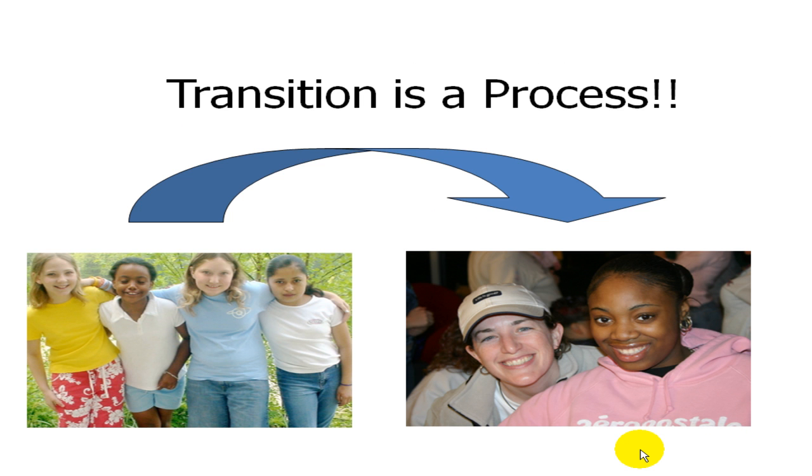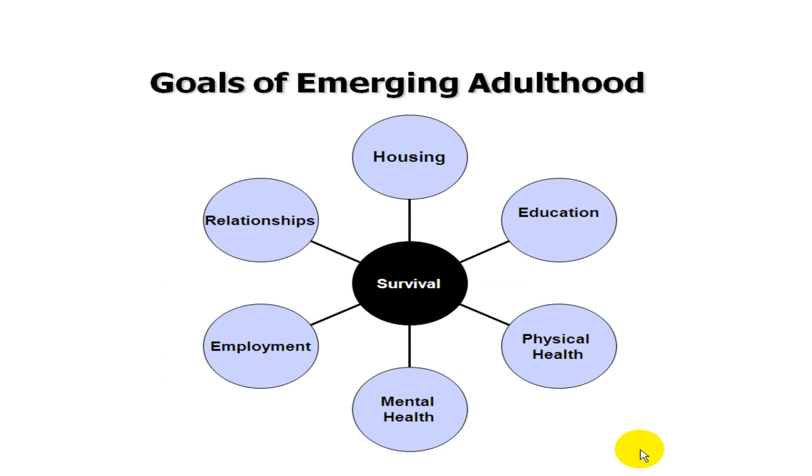So transition is a process. And how do we get our patients from this age group to this age group, one, without harming themselves, and two, really being successful? Well, I had to think about transition in terms of not just having chronic kidney disease or a chronic condition, but really the goals of an emerging adult, one of those things is to survive. But if you survive, you would like to have some relationships, be employed, have an education, have mental health and housing. Well, this is the list for all of us, right?